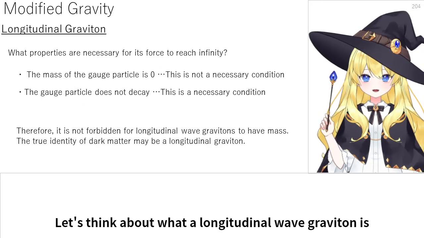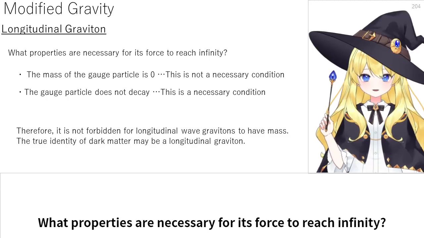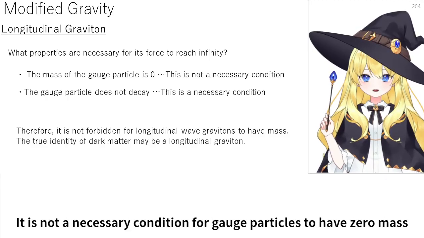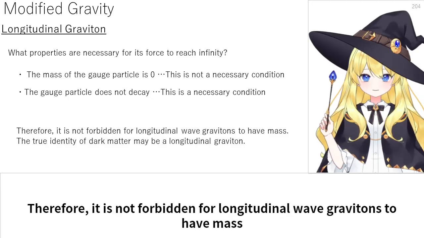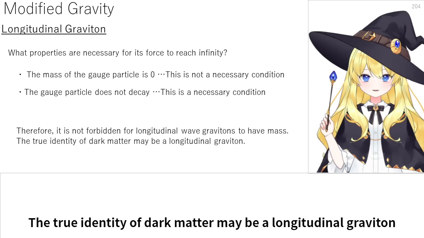Let's think about what a longitudinal wave graviton is. What properties are necessary for its force to reach infinity? It is not a necessary condition for gauge particles to have zero mass. What is a necessary condition is that gauge particles do not decay. Therefore, it is not forbidden for longitudinal wave gravitons to have mass. The true identity of dark matter may be a longitudinal graviton.